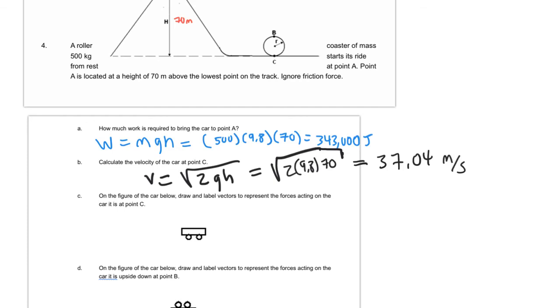Okay, looking at this one: on the figure of the car below, draw and label the vectors to represent the forces acting on the car at point C. So we're imagining this car is right here. Now, what's happening? First of all, we know we have a vector of gravity, or weight, going down. Weight, just so you know, is mass times gravity. So that's something that's definitely acting on the car, really at all times.